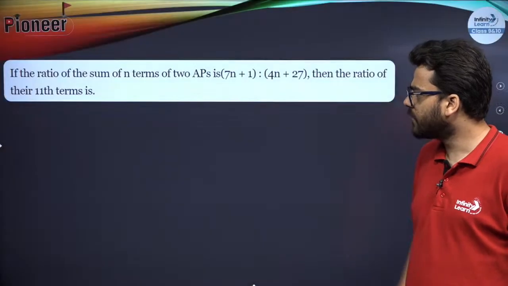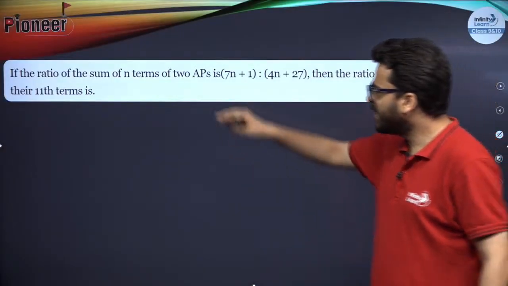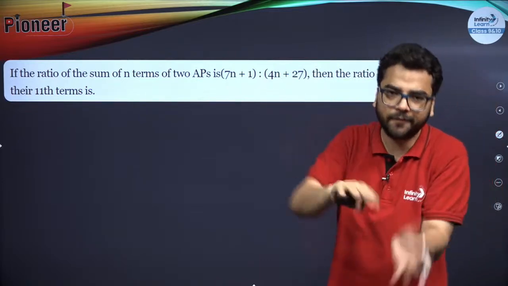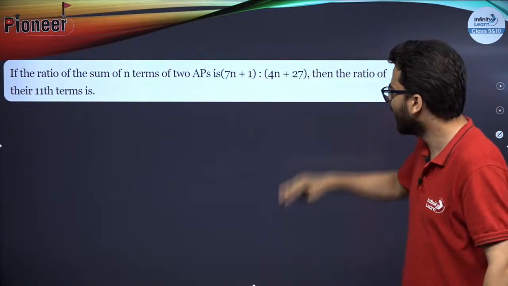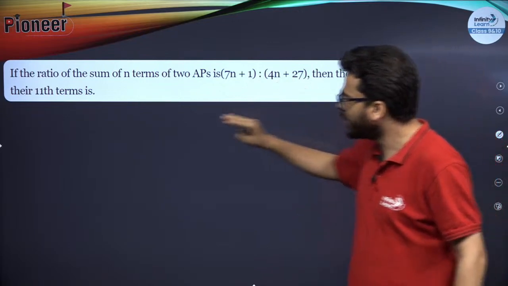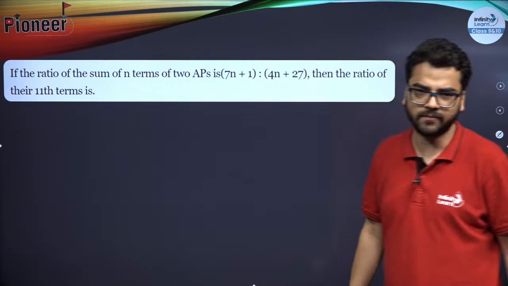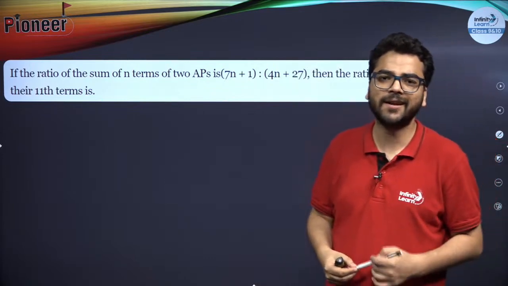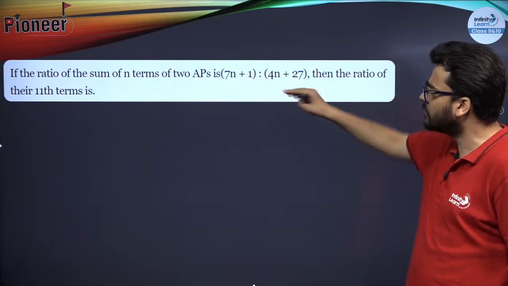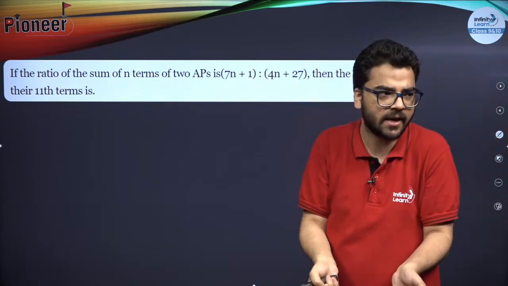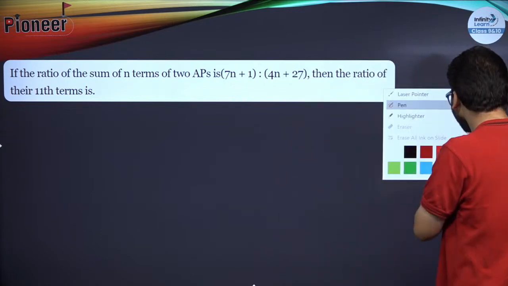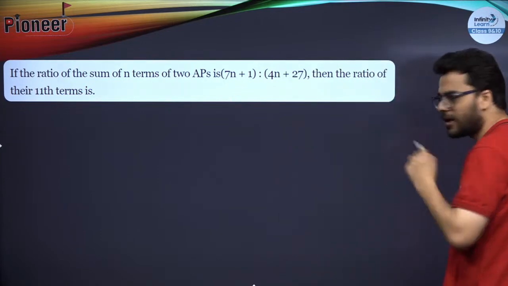This is also one of the famous questions. If the ratio of sum of n terms of two different APs, in terms of n, is given, then you have to find the ratio of their 11th terms. Ratio of sum of n terms of two different APs are given. So two APs we have to take, right?